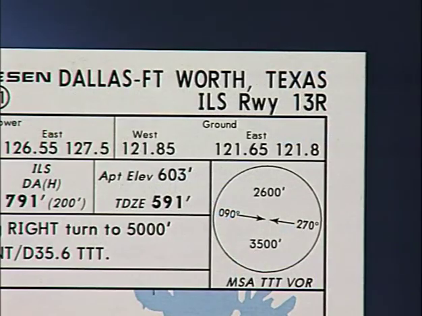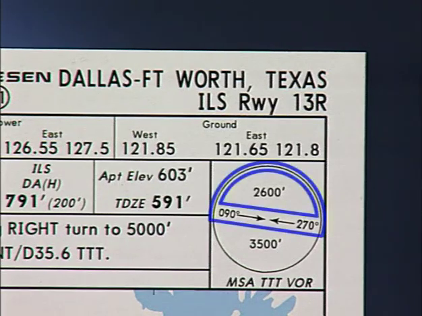The MSA circle may be broken into individual sectors of no less than 90 degrees each. Notice that the sectors are formed by magnetic bearings to the station. In this example, the north sector is formed between the 090 and 270 degree bearings to the Maverick VOR.